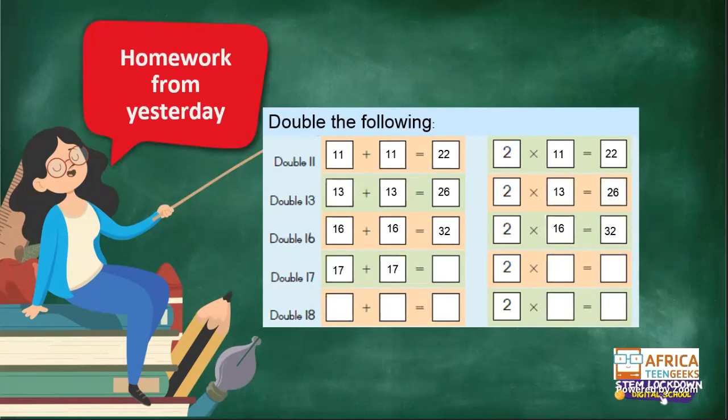Double up 17 is 17 plus 17, that is 34. 2 times 17 is 34. The half of 34 is 17. Now double up 18 is 18 plus another 18 is 36. 2 times 18 equals 36. There you are, your homework from yesterday. I hope you got everything correct.